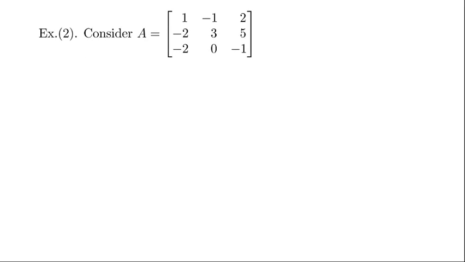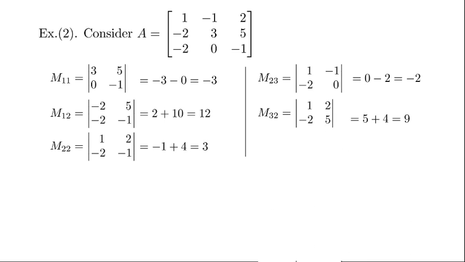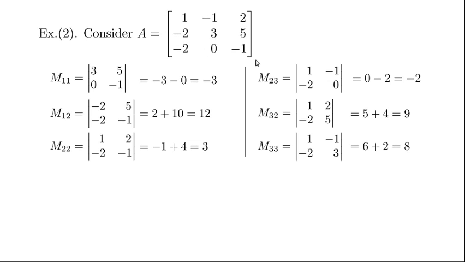Next example, a 3 by 3 matrix having 9 elements. I have taken here only 6 examples of minors. The remaining 3 can be found by yourself. These are the minors of some elements. For example, M12 means minor of the element belonging to first row second column, that is A12. So first row second column is this, minus 2, 5, minus 2, minus 1, and the expansion gives you 12, so M12 is 12. Similarly, M33, third row third column, 1, minus 1, minus 2, 3, and that gives you 8.